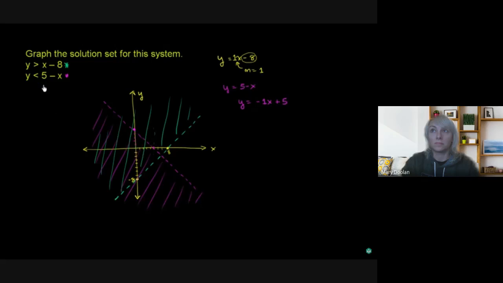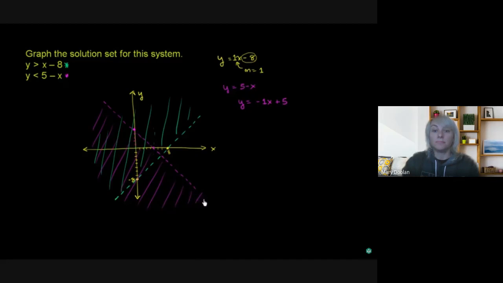0, 0 should work for this second inequality right here. 0 is indeed less than 5 minus 0. 0 is less than 5. And then you could try something like 0, 10 and see that it doesn't work. Because if you had 10 is less than 5 minus 0, that doesn't work. So it is everything below the line like that.